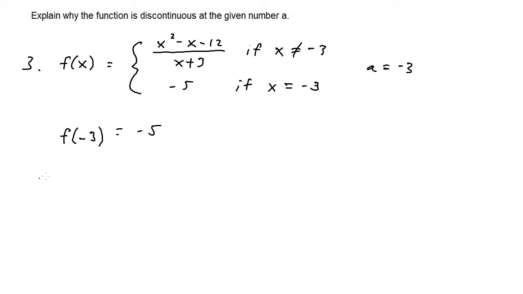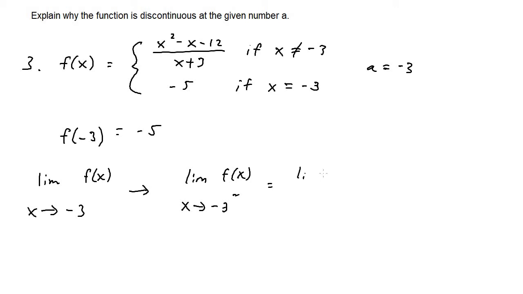Now the next condition is obviously that the limit of f of x as x approaches the a value, in this case negative 3, exists. Now once again, for the limit to exist, the limit from the left-hand side and the right-hand side must be the same. So the limit of f of x as x approaches negative 3 from the left-hand side, or from the negative direction, must be equal to the limit of f of x as x approaches negative 3 from the positive direction, or from the right-hand side.